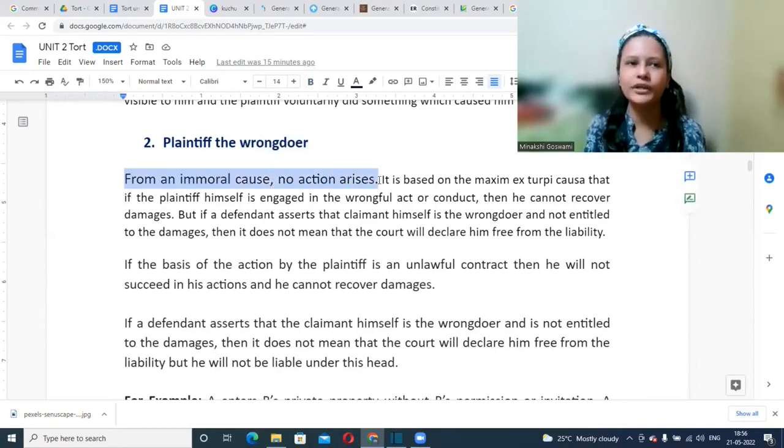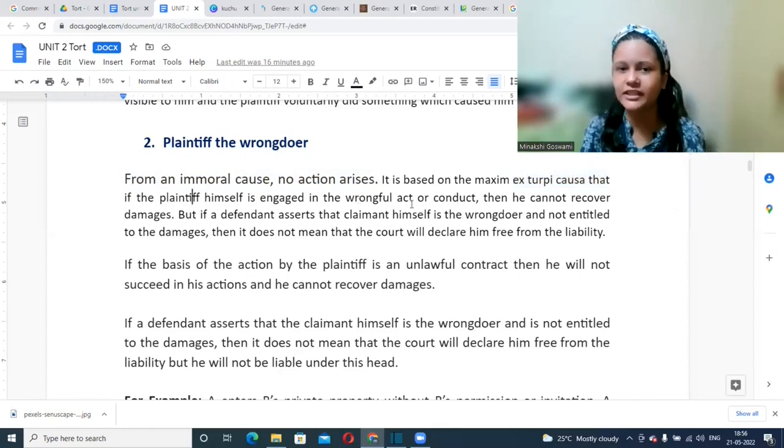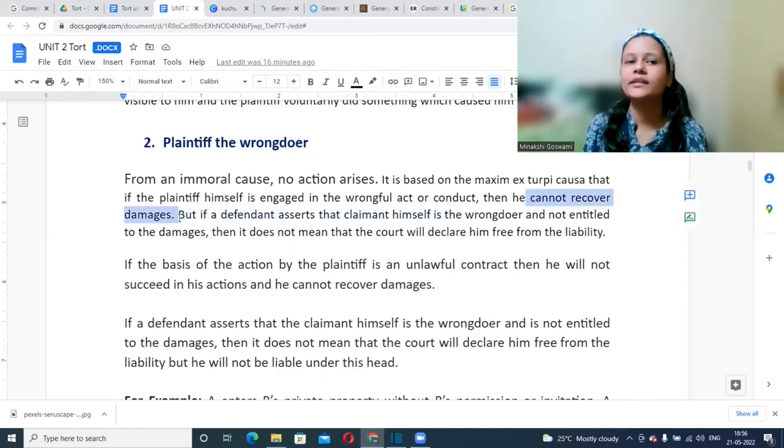If you are going to the court, you are complaining about something, you are asking for compensation, you should be right in your point. It should not happen that you are only doing something wrong, then you are only complaining. That should not happen. It is based on a maxim ex turpi causa, which means that plaintiff himself is engaged in the wrongful act or conduct. From an immoral cause, you will not have an action. You should not be filing a case if you were only the one who was doing wrong. If plaintiff only was engaged in something wrong, then he cannot recover damages. He should not be complaining about it.